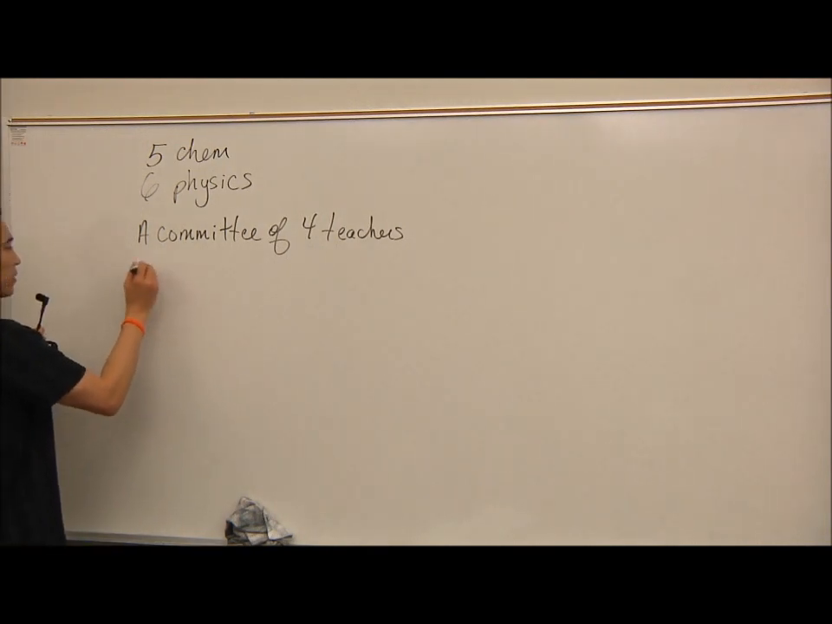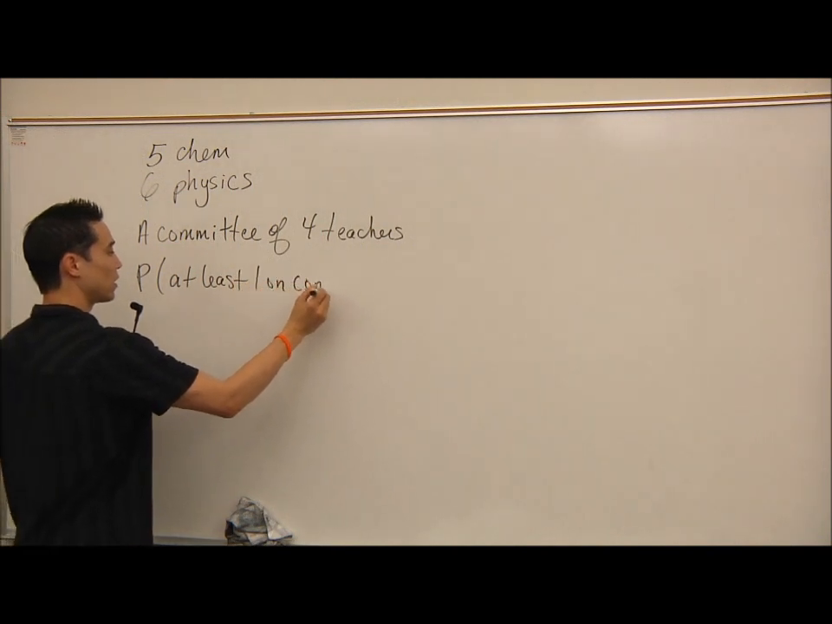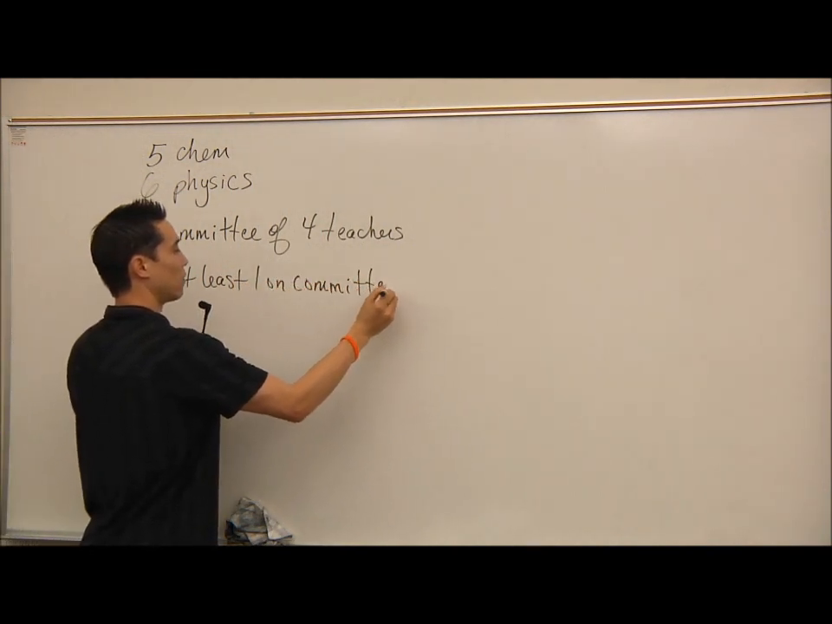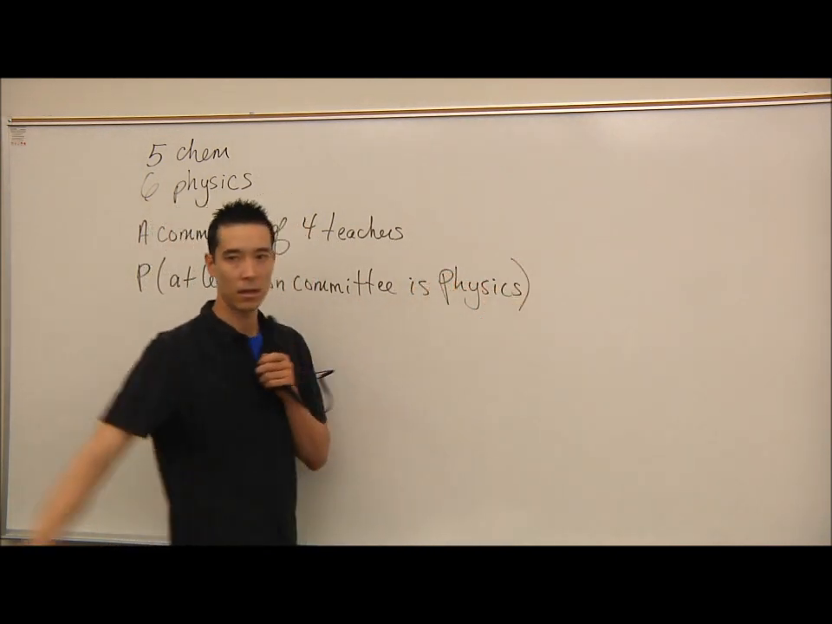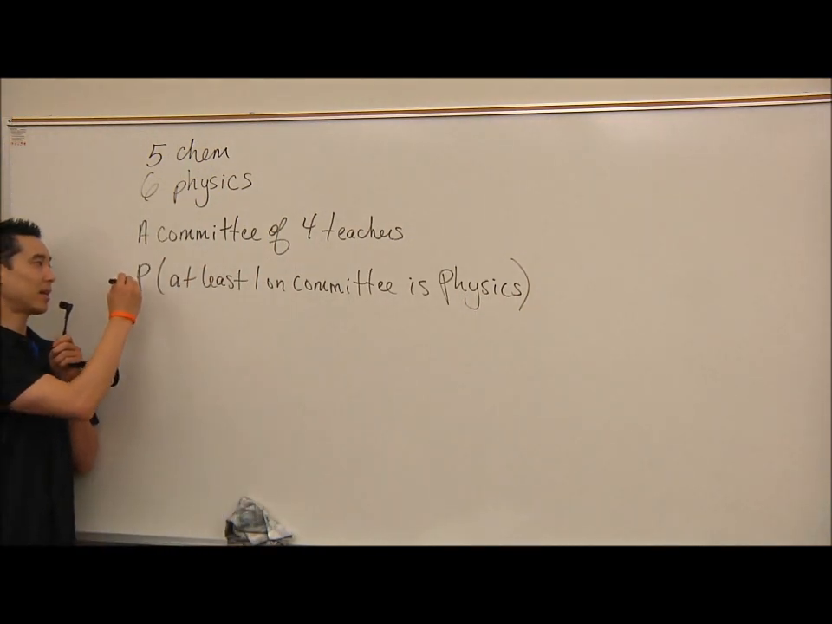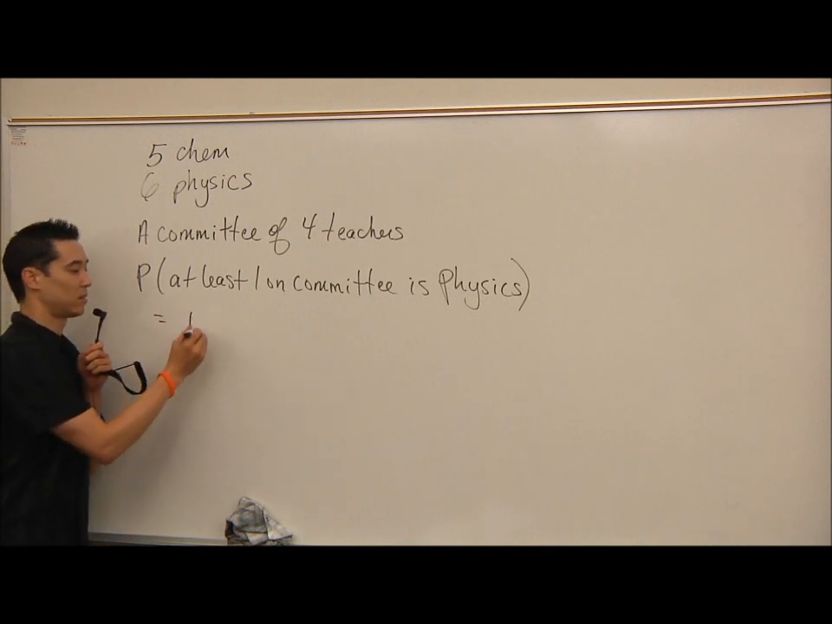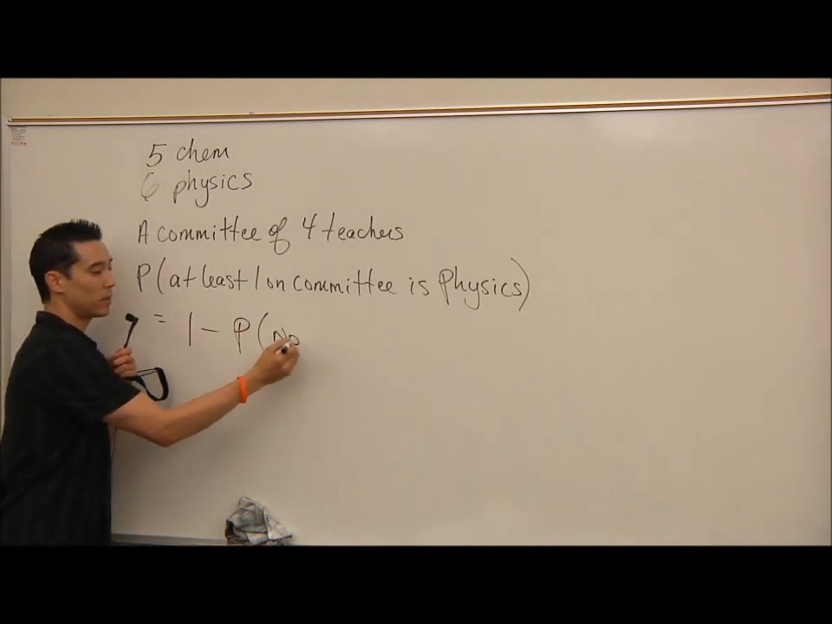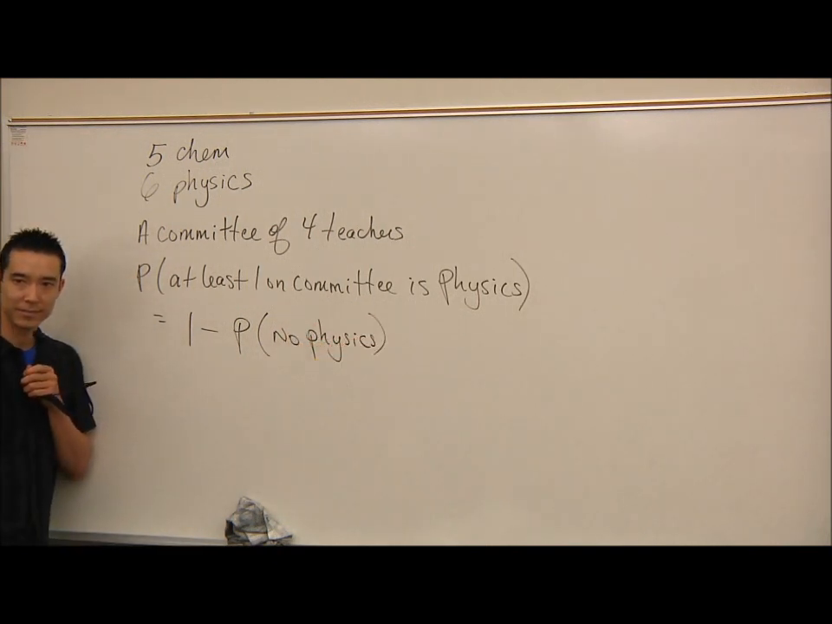So the probability at least one on the committee is physics. Again, I can't do it straightforward. I can't do at least one is physics. What can I do? The probability of no physics. So 1 minus the probability of no physics teacher. I can do the probability of no physics teacher.